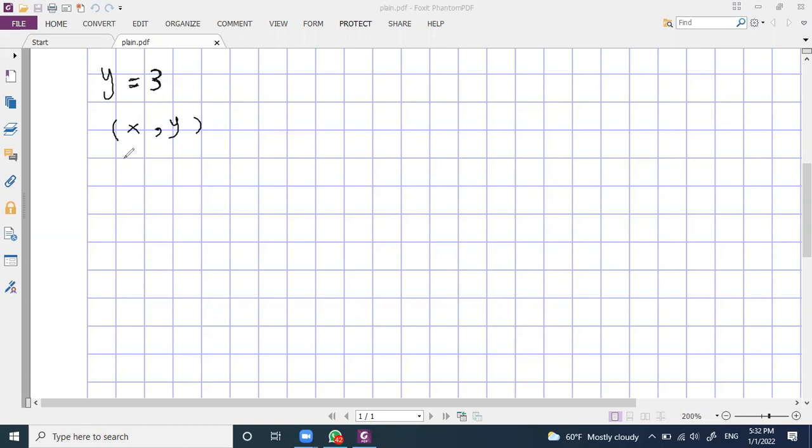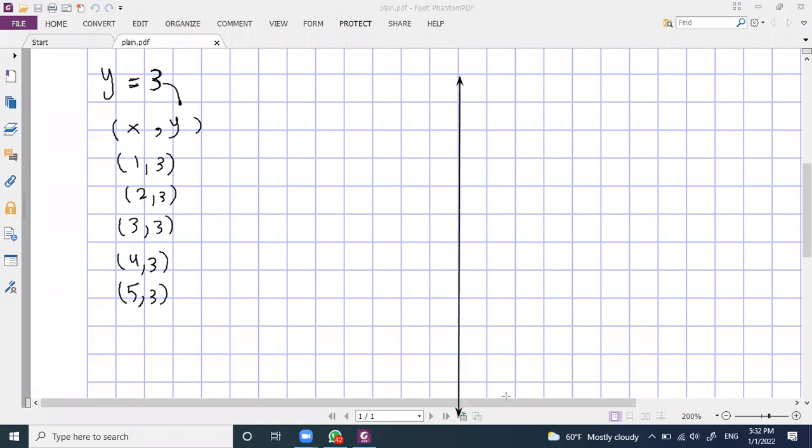So take any value for x. And what about y? Y is 3. So write 1 and 3. Write 2 and 3. Write 3 and 3. Write 4 and 3. 5 and 3. Any value for x, and y is constant all the time. Y is 3.